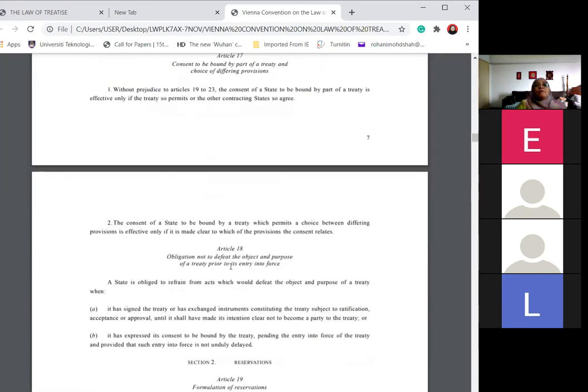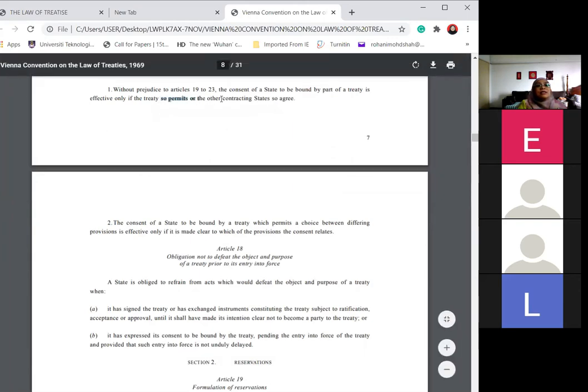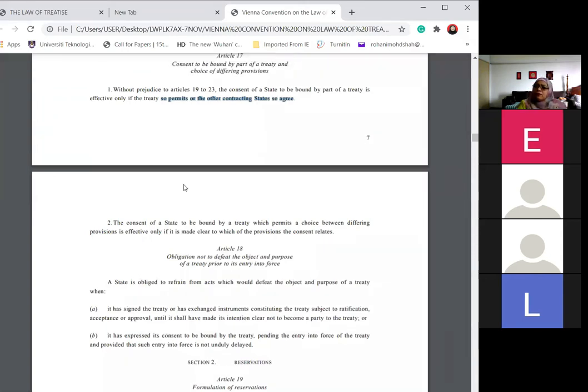Consent to be bound by part. If you consent to only part of the treaty, unless the treaty permits it, then you can consent to the part. In 1958, the UNCLOS Treaty number 1, the body of the 1958 UNCLOS says that states can pick and choose the sections they wanted to consent to. But in 1982, you cannot pick and choose. Once you consent, you have to consent to all 320 provisions. But in 1958, you can pick and choose.